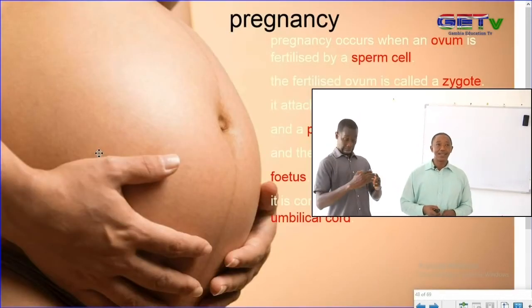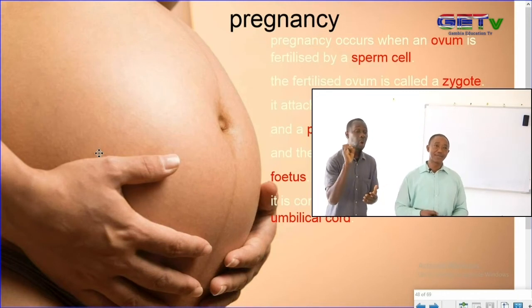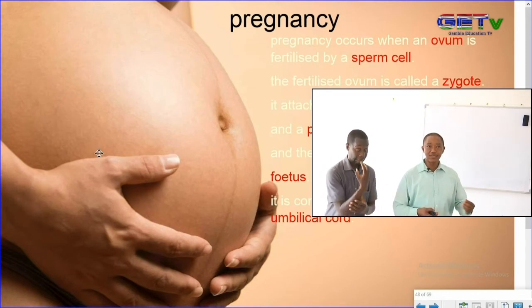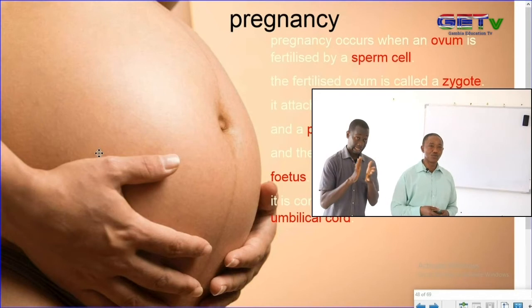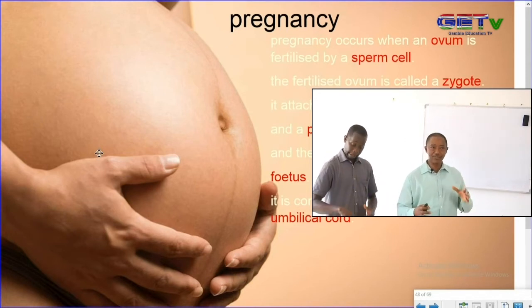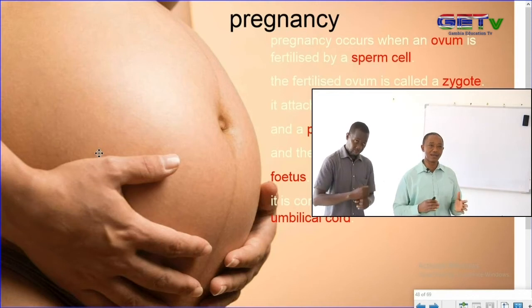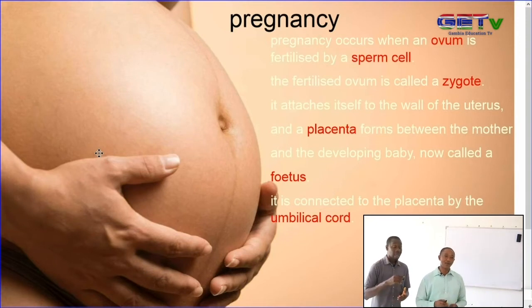Pregnancy occurs when an ovum is fertilized by a sperm cell. The fertilized ovum is called a zygote. It attaches itself to the wall of the uterus, and a placenta, a kind of tissue, forms between the mother and the developing baby. The developing baby is now called a fetus. The baby and the mother are connected by the placenta.